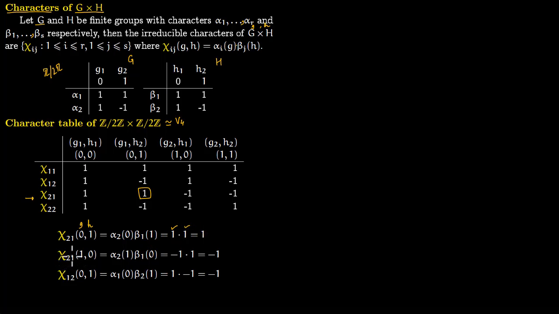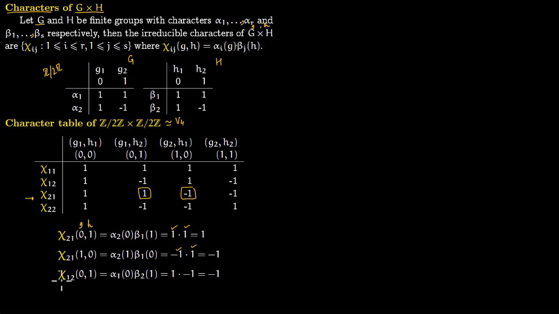Now we want to do another one, say chi 2 1 of (1, 0). Again same formula, alpha 2 of the first element 1, and beta 1 of 0. So what is alpha 2 of 1? Alpha 2 sits right here. Alpha 2 of 1 is minus 1, that is right here. What is beta 1 of 0? Beta 1 of 0 is 1, right here. So minus 1 times 1 gives you minus 1, and that is what we wanted. Chi 2 1 of (1, 0) is minus 1 right here. 1 0 is here, chi 2 1 is here.